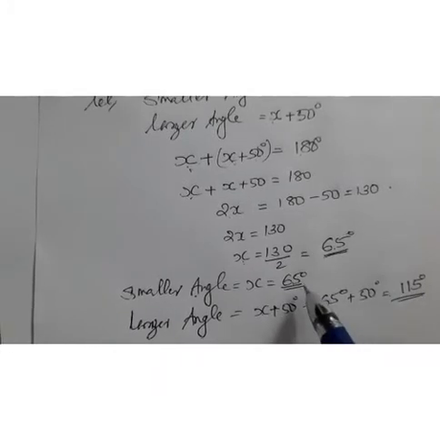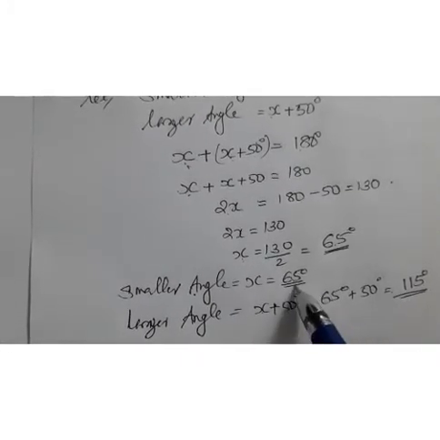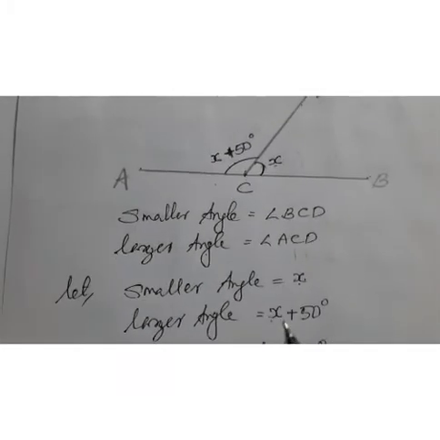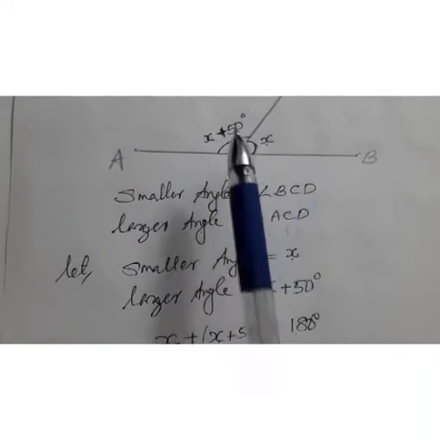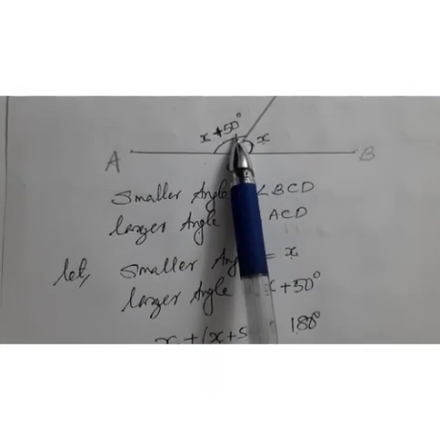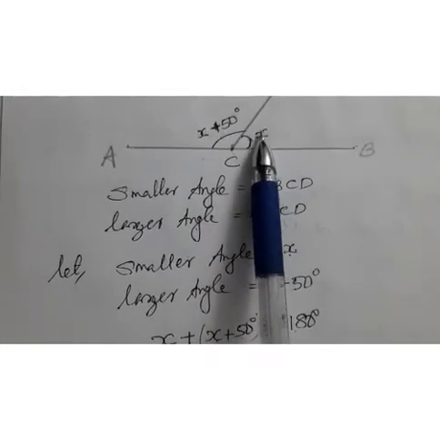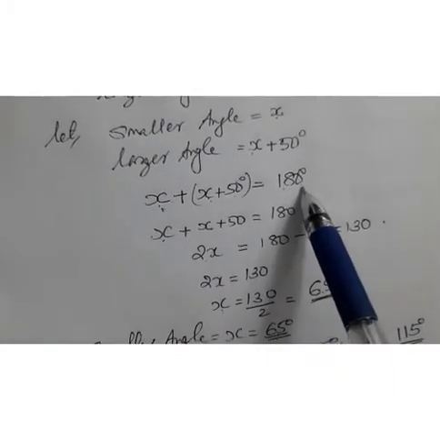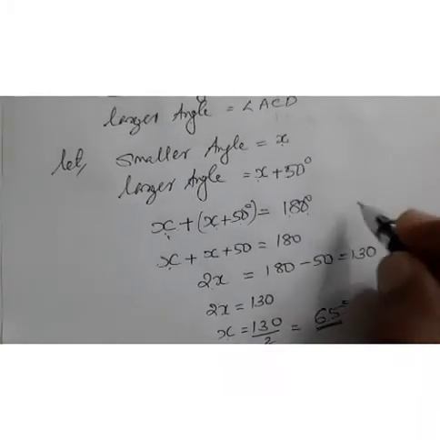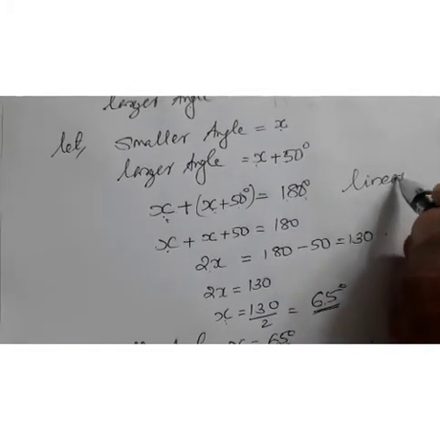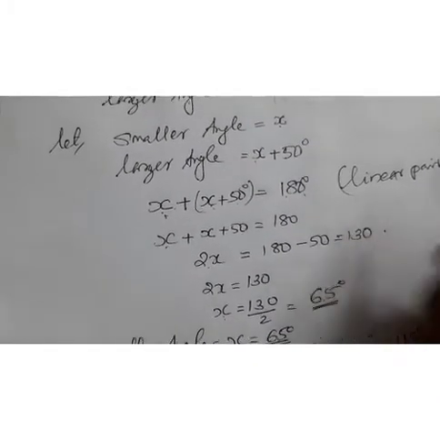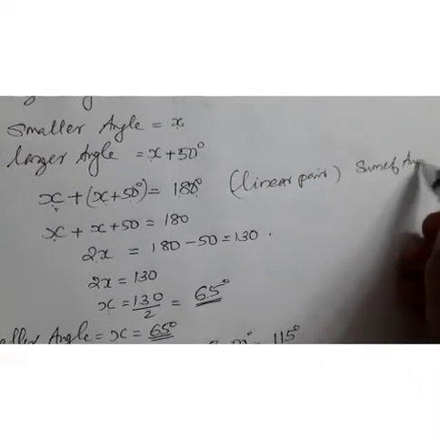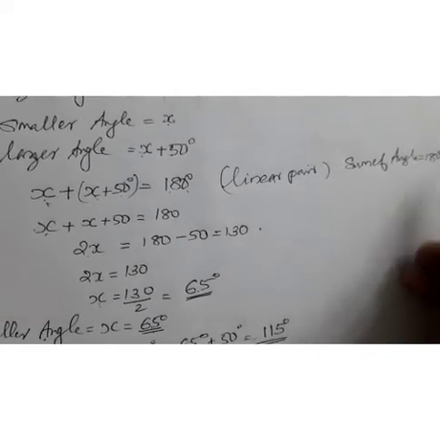So if you add it, 115 plus 65 is 180. So both are a linear pair. So take the smaller angle as x, the larger angle is x plus 50. Then the sum of these two angles is how much? 180. The sum of the angles is 180 because it is a linear pair.